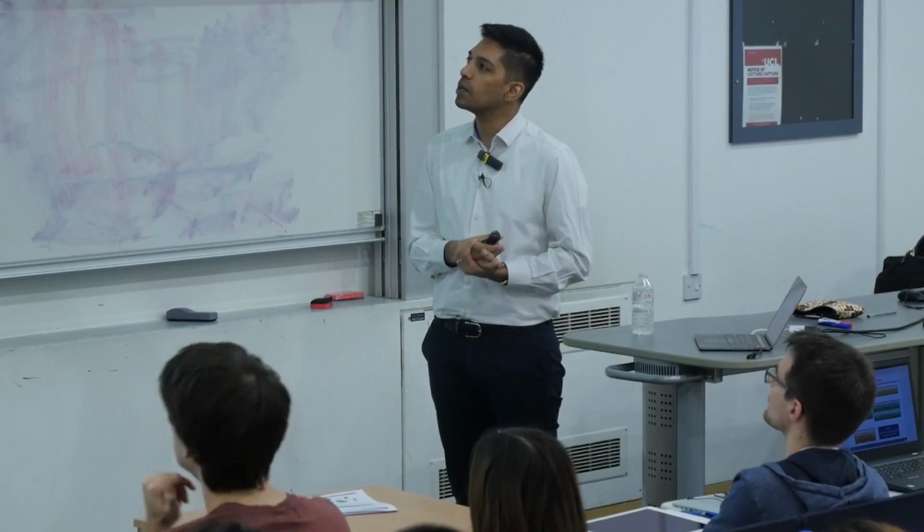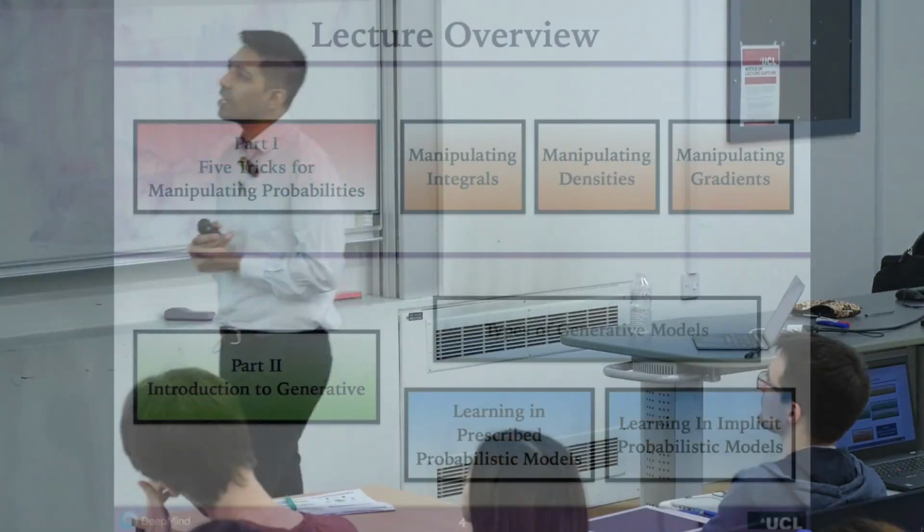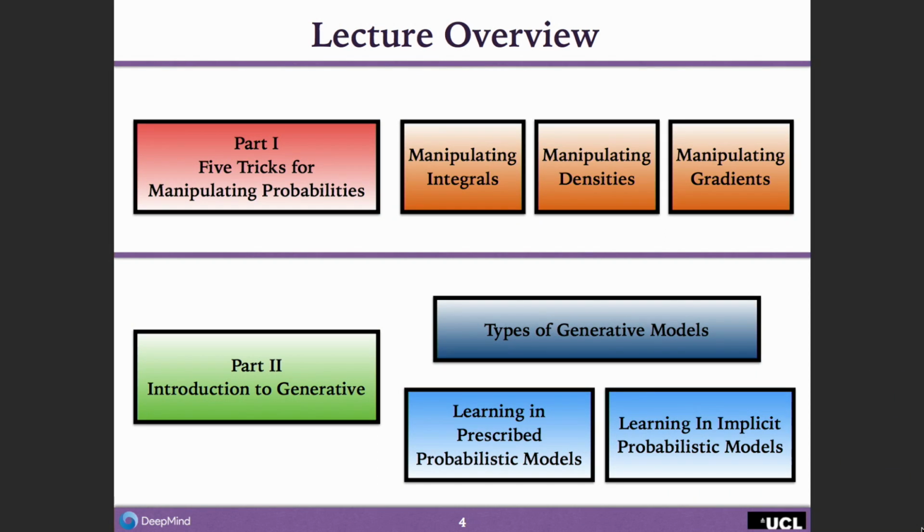And different products. So I'm going to do a little experiment with you, but I thought we're going to do two halves. And in this first half, I thought we'd look at 5 tricks for manipulating probabilities.